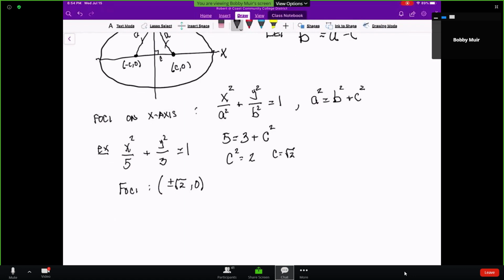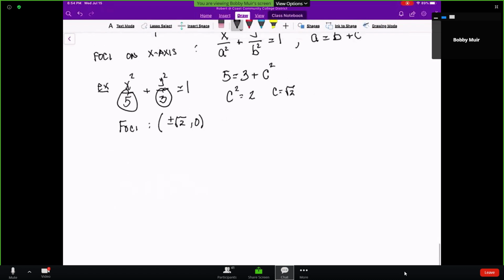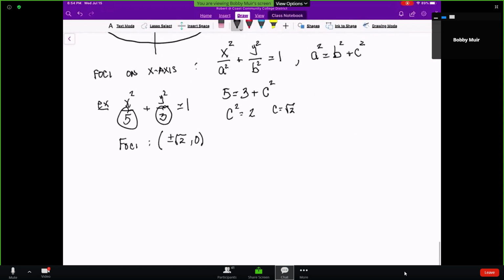Now, the way that you know what axis the foci are on or parallel to has to do with which of these two numbers that you get presented is bigger. Okay. The left.